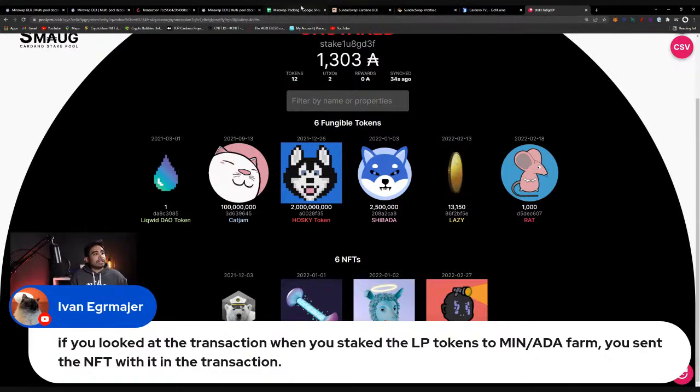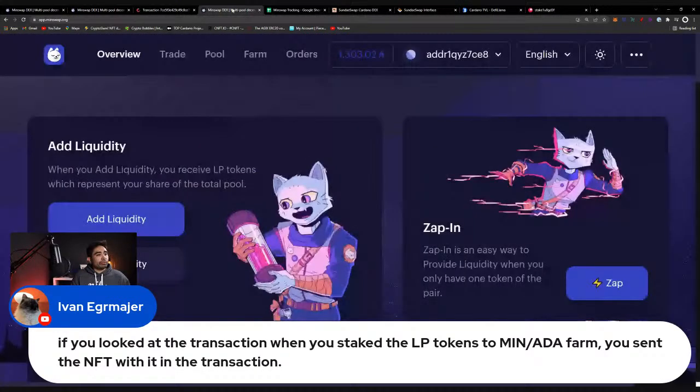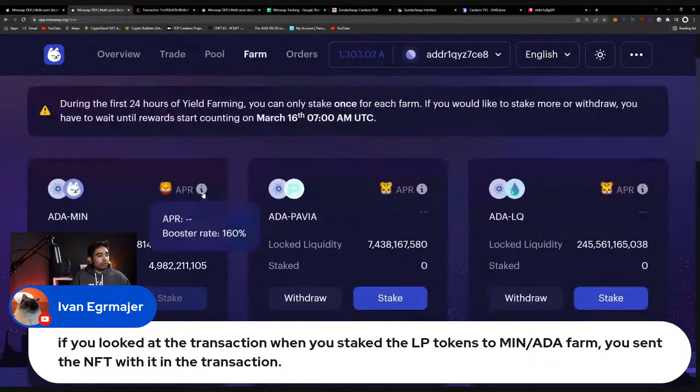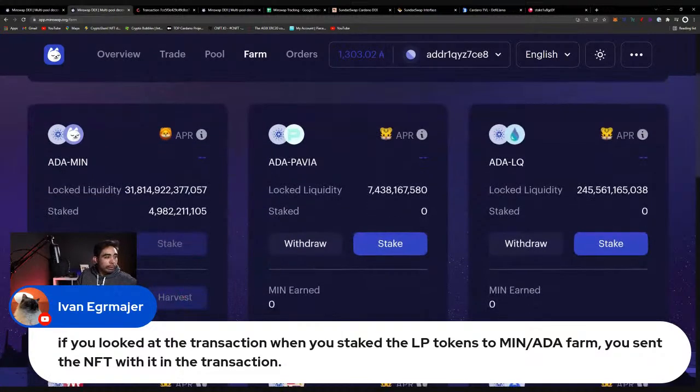Okay, so based off of what we're seeing right now, the APR is only going to be boosted for the Minswap and ADA pairing. So an extra 160% bonus for this pairing.